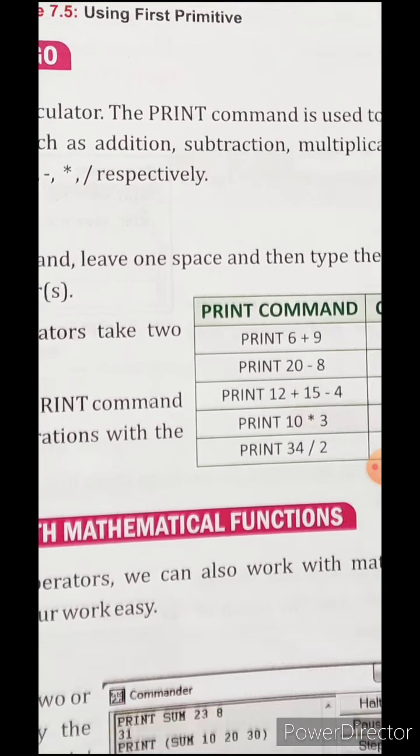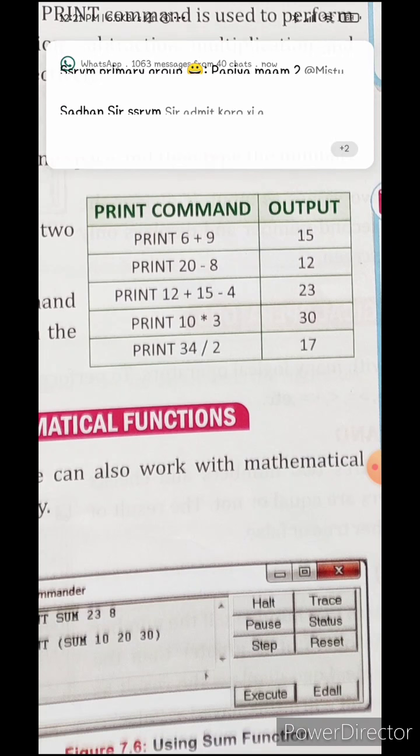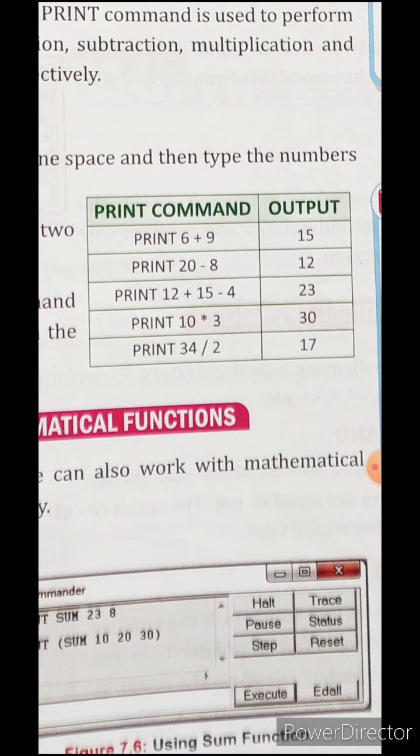So at first we need to identify the symbols. Yes, you can see in print command, print 6 plus 9, output will be 15. So 6 plus 9, print 20 minus 8. If we put it in the command input box, the answer will come 12, and it will show the output. And after that, if we give 12 plus 15 minus 4, then the output will be 23.